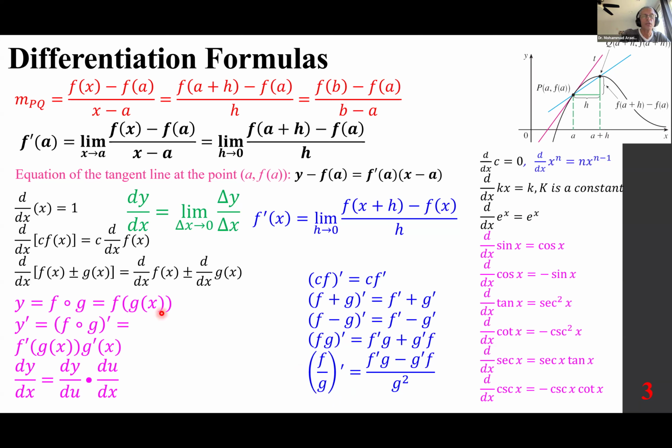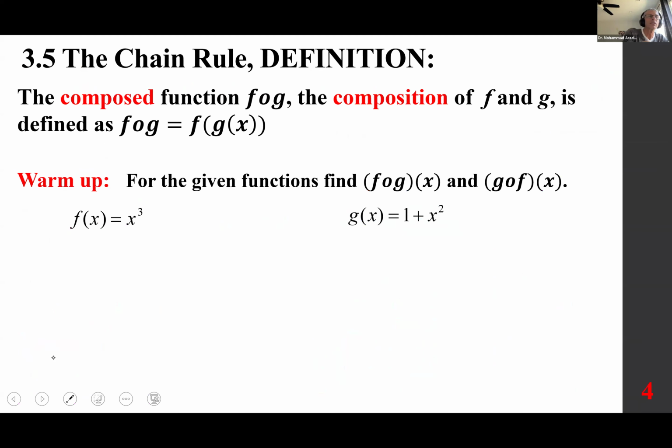y equals f of g, or f of g of x, which is the composite function. Its derivative is f prime of g of x times g prime of x. And in Leibniz's notation, dy/dx is dy/du times du/dx. Let's get started with the basics. 3.5, the chain rule definition.